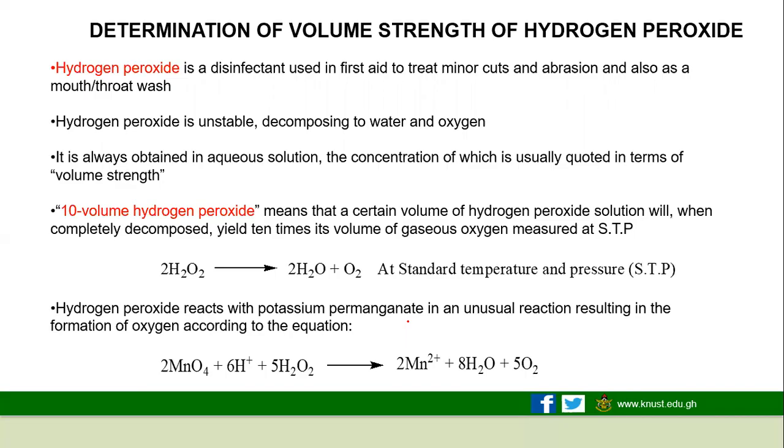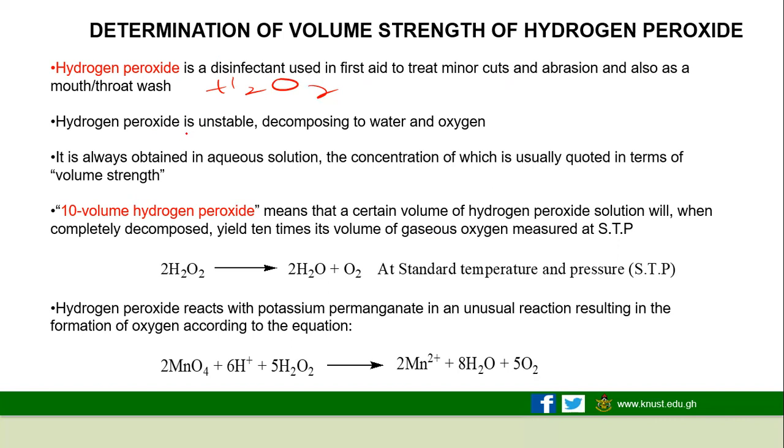The next one is the determination of the volume strength of hydrogen peroxide. When we started, we mentioned that volume strength is a special property of hydrogen peroxide. It shows us the amount of oxygen that can be liberated by the hydrogen peroxide. Hydrogen peroxide is a disinfectant used in the first aid treatment of minor cuts and abrasions, and also as mouthwash. You can check the mouthwashes on the market.